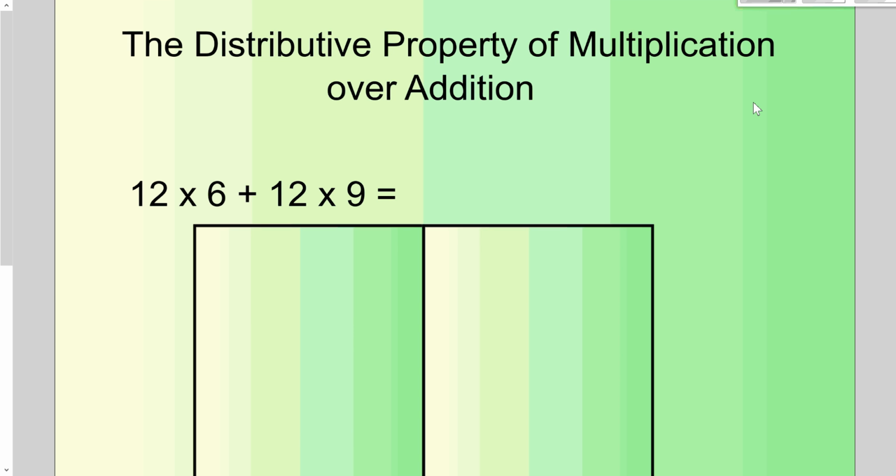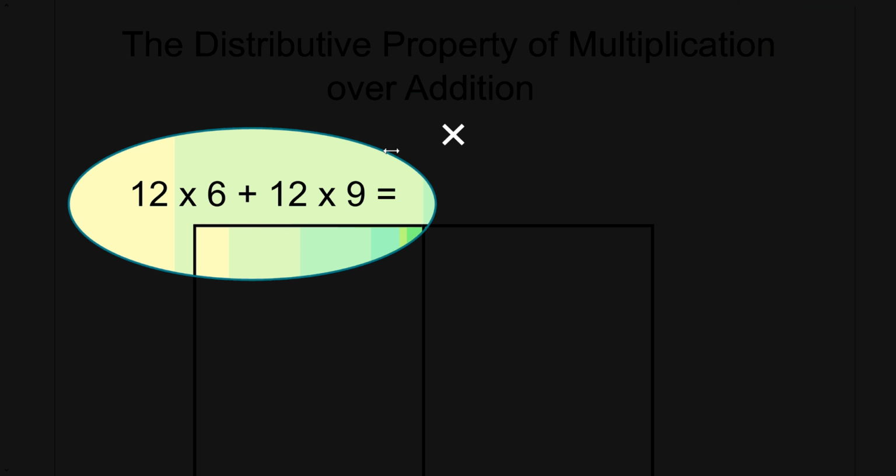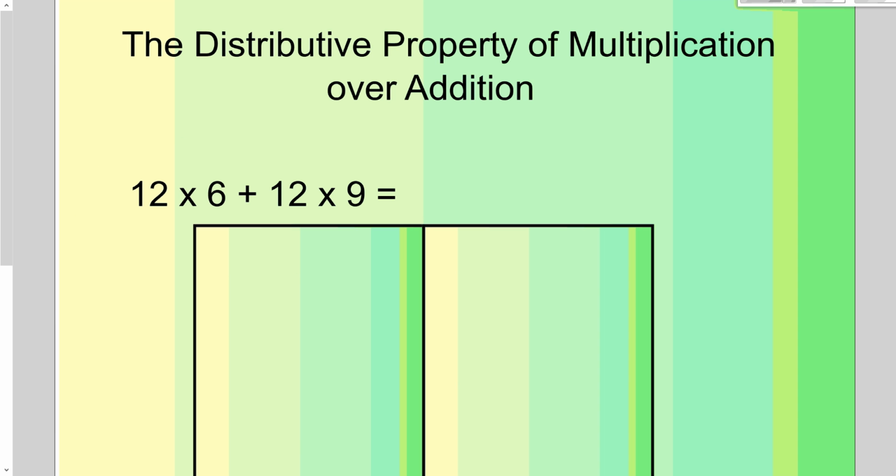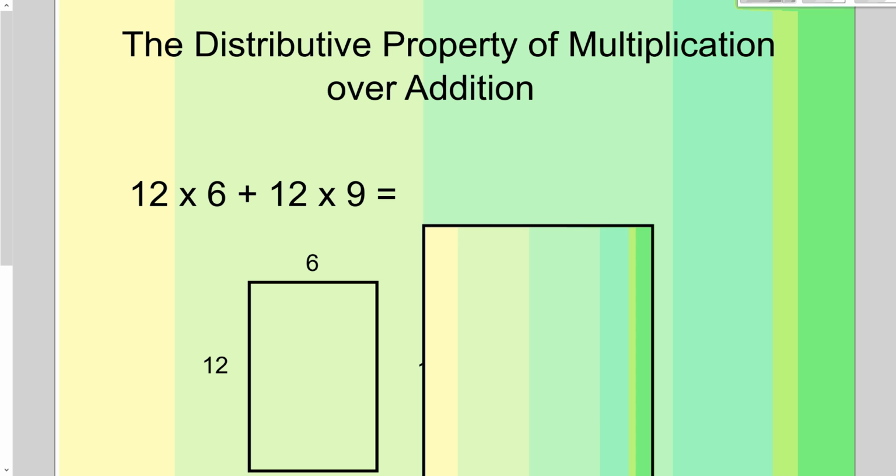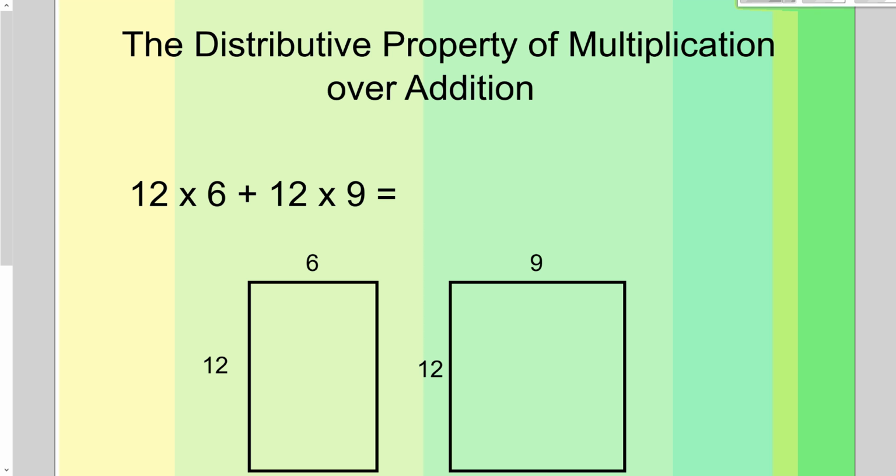Let's take a look at the distributive property of multiplication over addition. Now, the distributive property of multiplication is really a combination of things going on. So if we take a look at the problem, 12 times 6 plus 12 times 9, you can see it's really two different multiplication problems. So we really have 12 times 6 and 12 times 9.